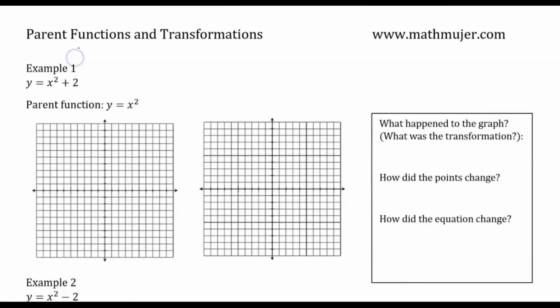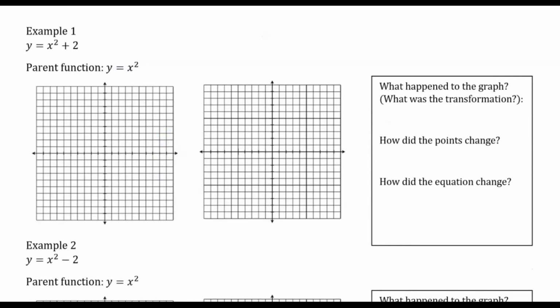So in example 1, and in all of these examples, in fact, the parent function is going to be y is equal to x squared. This is the parabola, the one that's shaped like a U. So I'll start off with a graph of what that looks like. I'll just label some points that are on that.